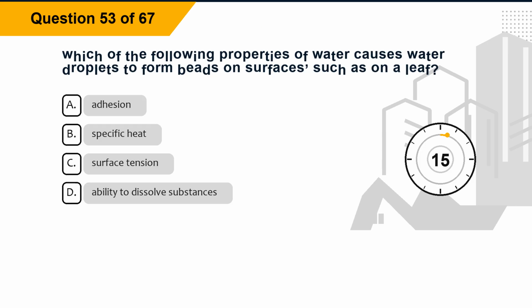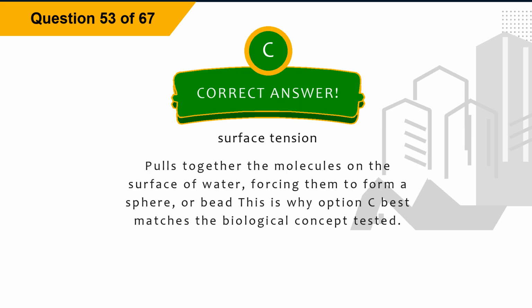Question 53. Which of the following properties of water causes water droplets to form beads on surfaces, such as on a leaf? Option A, adhesion. Option B, specific heat. Option C, surface tension. Option D, ability to dissolve substances. The correct answer is option C, surface tension.